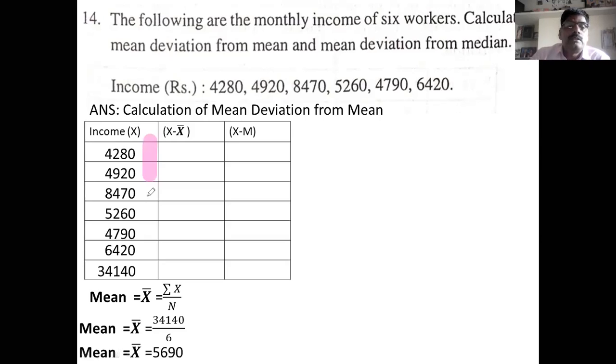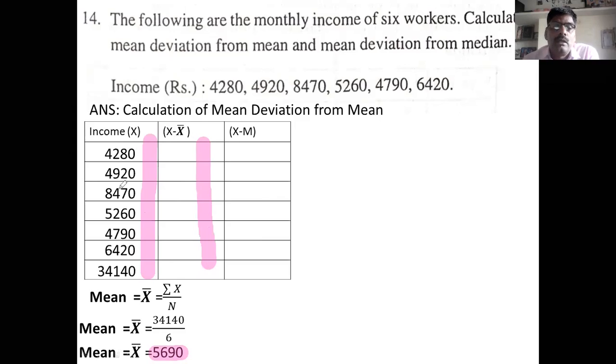X means this is the x column. X bar means you calculated here. Then you calculate the difference between these two values. First, 4,280 minus x bar, 5,690. You write the difference in this column. That is called x minus x bar.